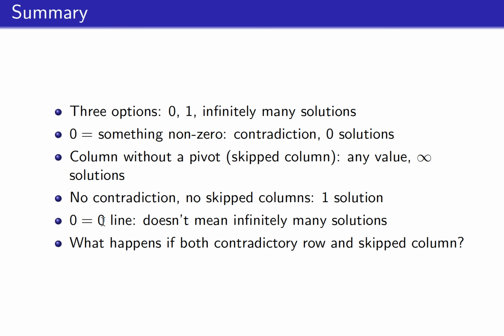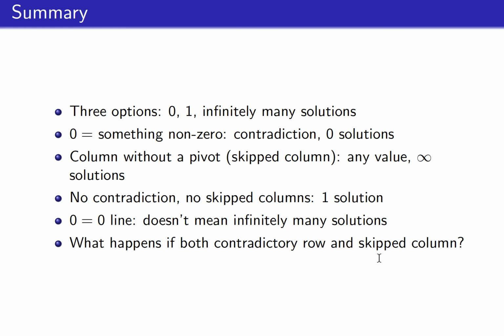If you have a 0 equals 0, in other words, 0 all the way across, that does not mean infinitely many solutions. Sometimes students, after a few examples, tend to think that, but actually it means nothing. It does not mean infinitely many solutions. It does not mean no solutions. It just means that row is useless and doesn't tell us anything new.